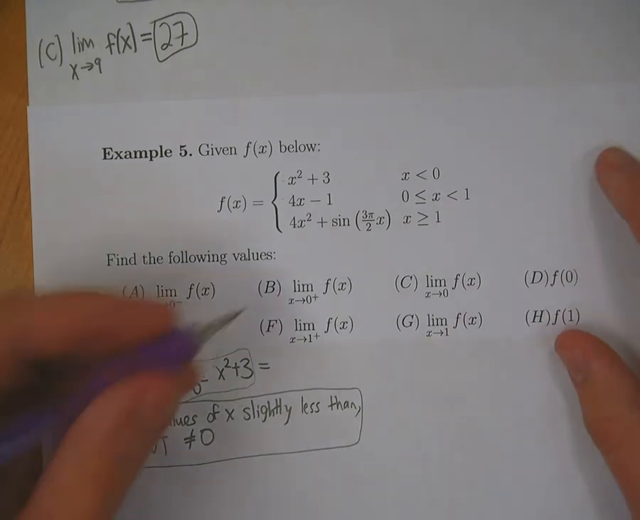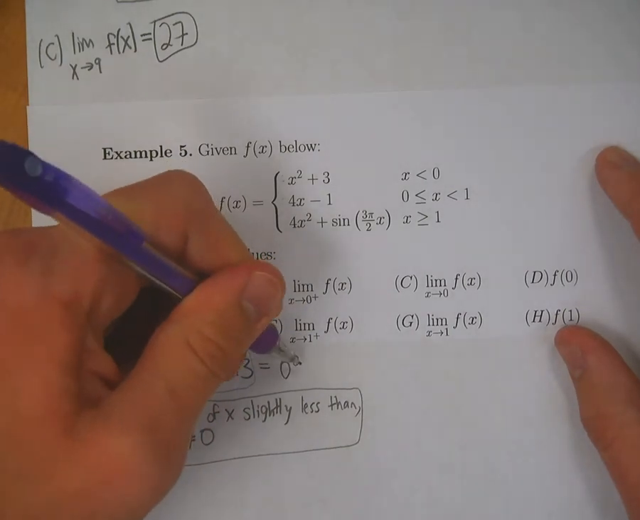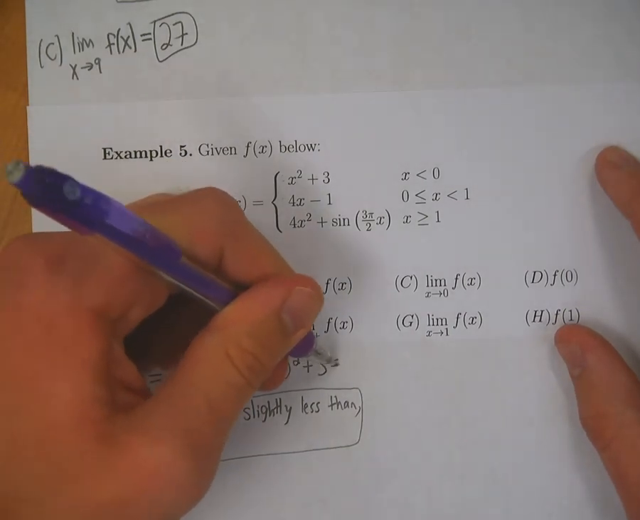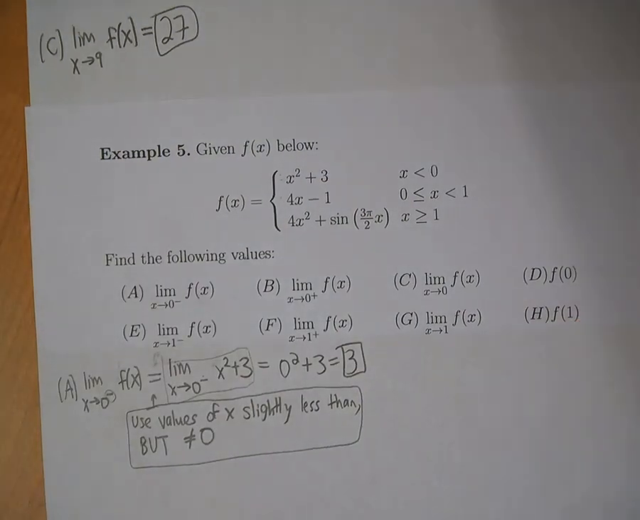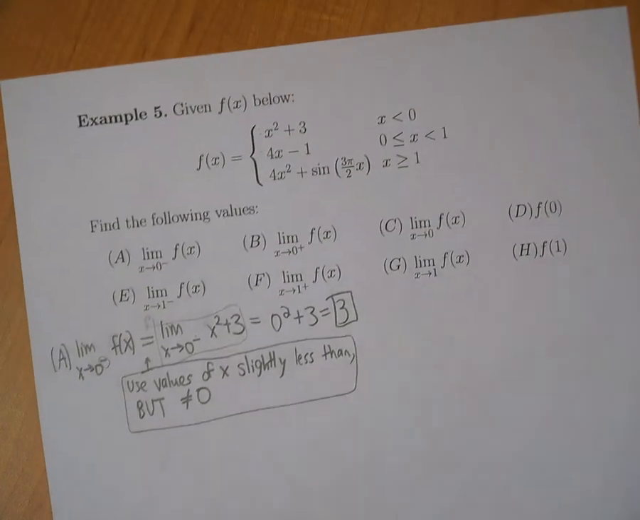Yeah, just 3. Because all you really have to do is just let x equal 0. And then that just gives you the limit value of 3 here. Okay? So that's part A.